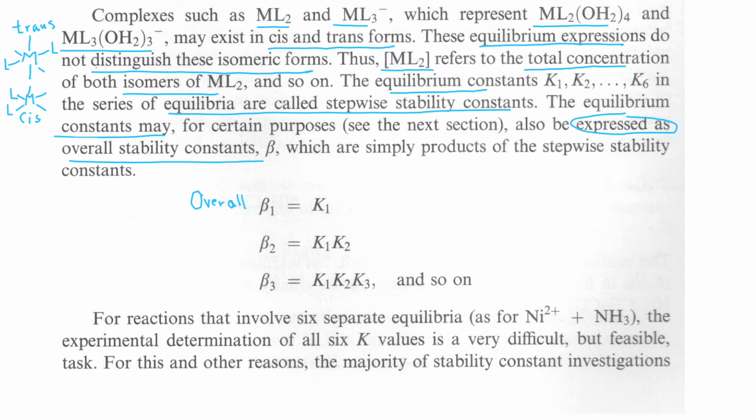It measures the total concentration of ML2 and the total concentration of ML3, and the equilibrium constants K1, K2 up to K6, if we have a monodentate ligand, a series of equilibria, and this is called the stepwise stability constant. K1 is for step 1, K2 for step 2, K3 for step 3. Now we have an overall formation constant or stability constant called beta. Beta 1 equals K1, beta 2 equals K1 times K2, and beta 3 equals K1 times K2 times K3. This is the overall stability of the 3-1 complex, the overall stability of the 2-1 complex is beta 2, and the overall stability of the 1-1 complex is beta 1.